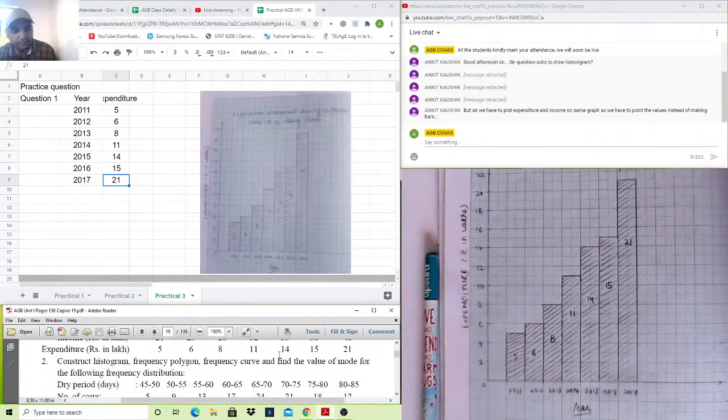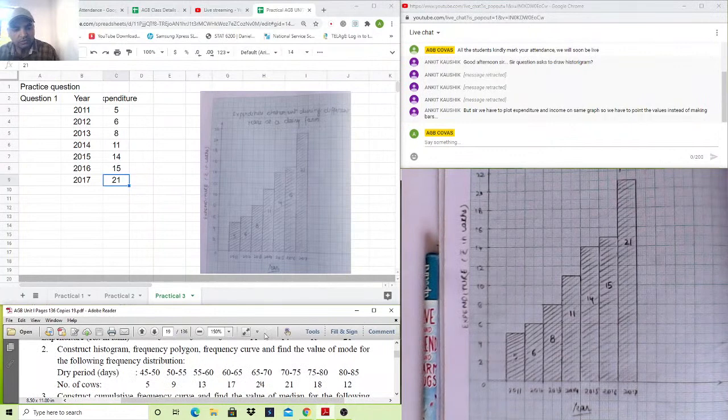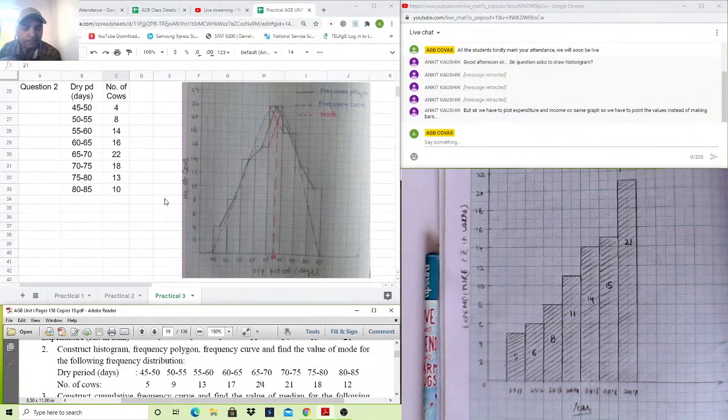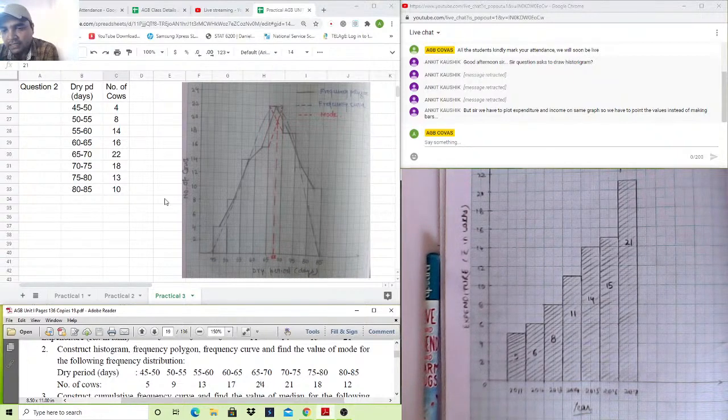construct a histogram, frequency polygon, frequency curve, and find the value of mode for the following frequencies. The frequency distribution has been given to you, and I will be taking up this particular question. But in this question particularly, I have changed the data. This data shows the dry period in days and the number of cows on a farm.